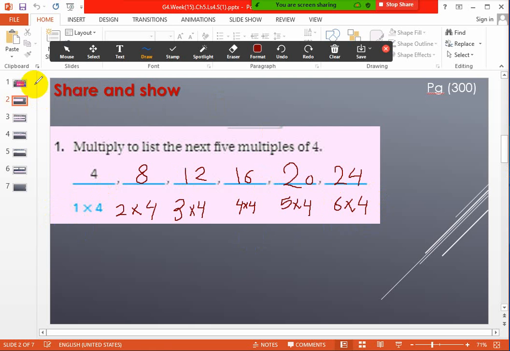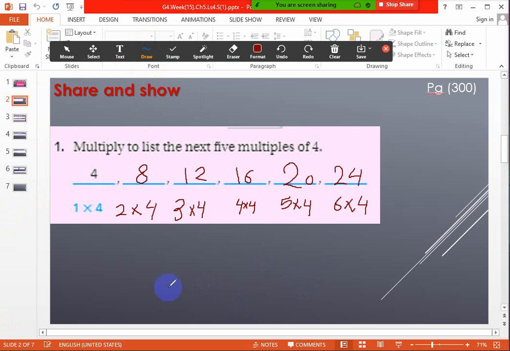Okay, did you finish, girls? Did you finish? Okay. Type 1 if you finish, please. Type 1 in the chat.